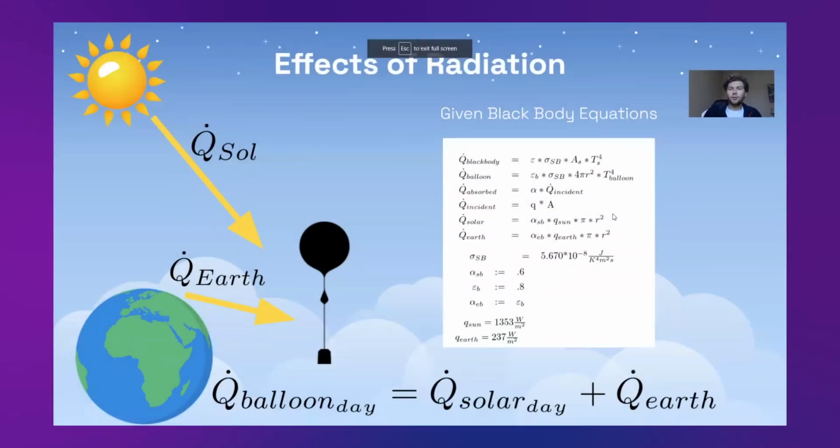Okay, so thus far, we've only talked about the force balance equation without regarding temperature and radiation. And as we saw from the scale model experiment, radiation is going to have an impact on the buoyancy of our balloon.